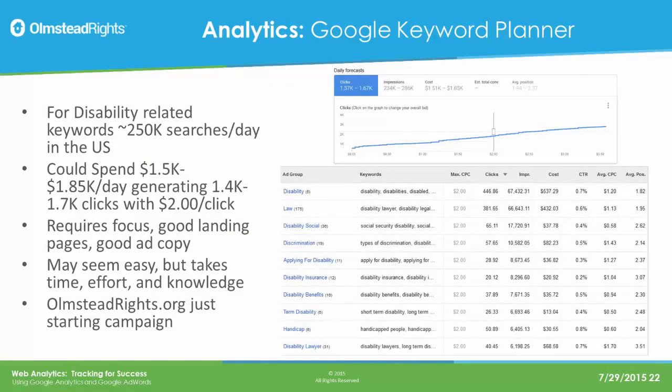To give you some example of the keyword planner on this, we look for disability-related keywords, and Google said that there's about 250,000 searches a day in the U.S., which means that you could easily spend $1,500 to $1,800 a day generating somewhere in the neighborhood of 1,500 clicks with a $2 click. And you can see some of the terms in here and the maximum CPC that was put in, and this gives you an idea of what percentage of people do, what your average position would be.